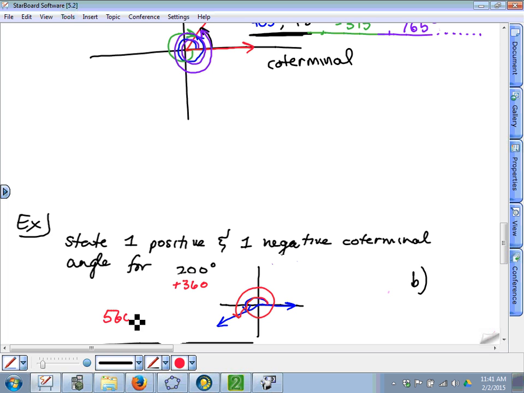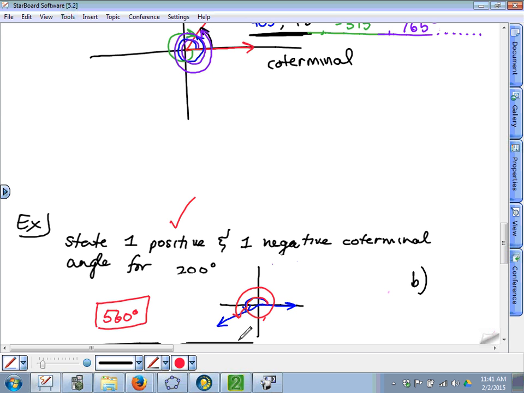So yeah, 560. Is that the only right answer for a positive? What if I wanted to add 720? Could I have done that? Yes. I would have gotten 920. That could have been. That's just going twice around the circle. But anyway, 560 is probably the most common one.